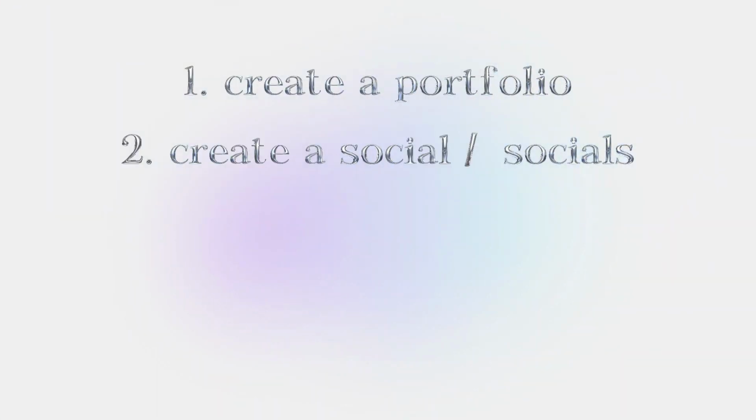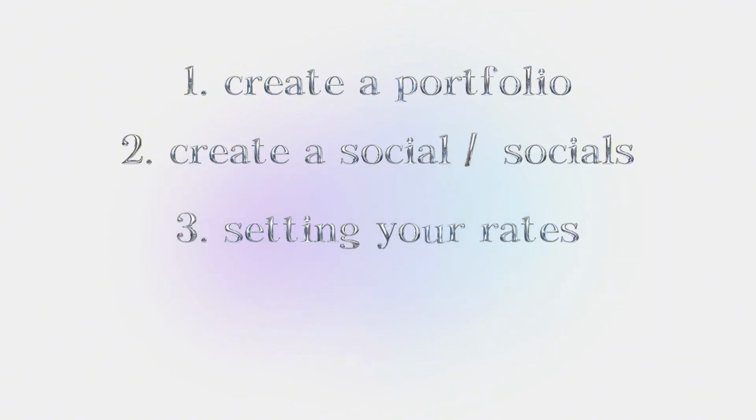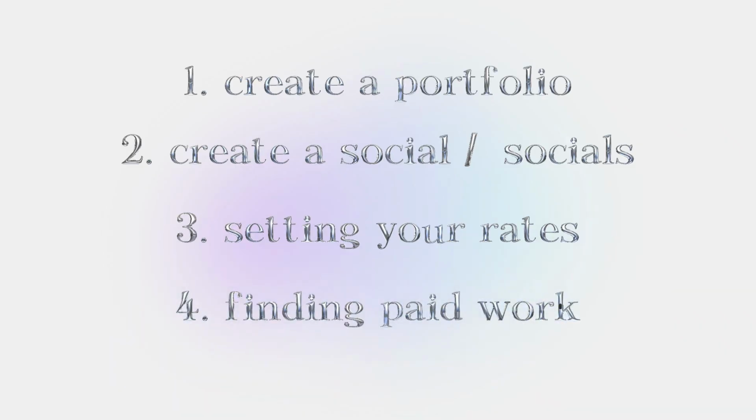So I have 4 main steps here that will help you get set up to start making money creating content for UGC. Okay, so the 4 steps for this video. Number 1 is gonna be create your portfolio. Step 2, creating socials or a social and optimizing it for UGC. Number 3 is going to be how to start setting your rates. And number 4 will be how you start finding paid jobs for UGC. So of course, we're gonna start with step 1.